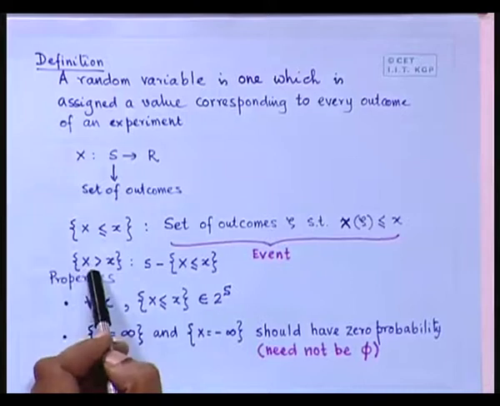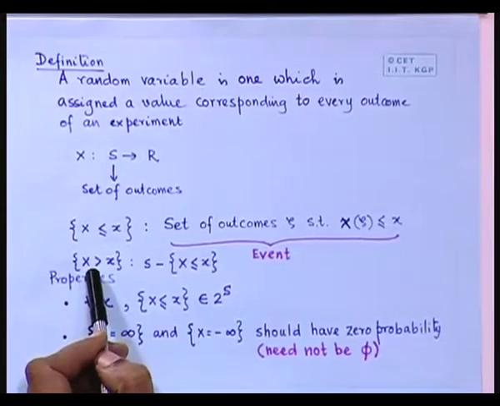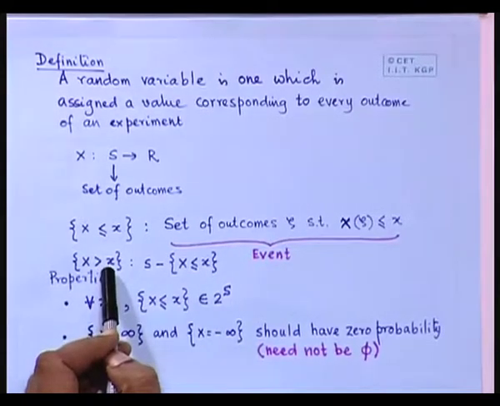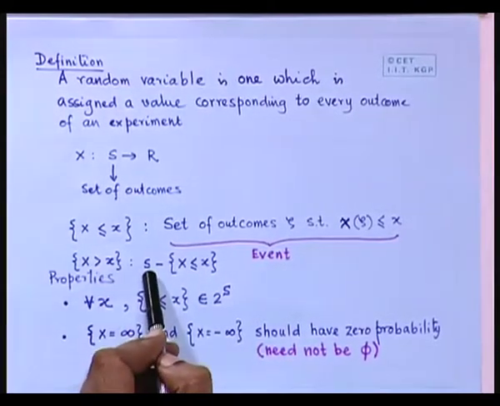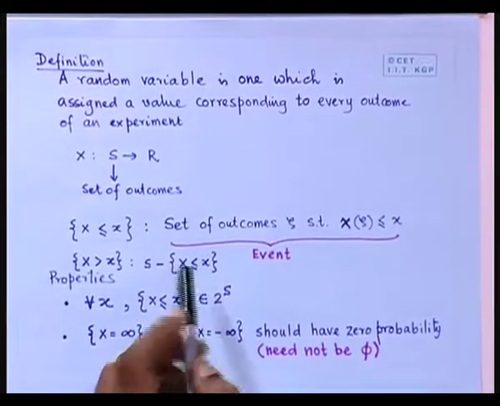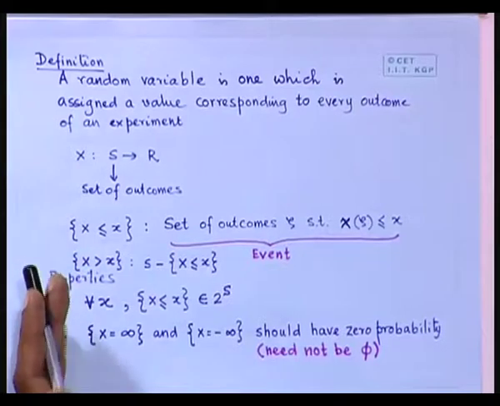Similarly, obviously we can say which are the set of outcomes that X is greater than x. You can make many such statements. That will be obviously the total set minus X less than or equal to x. So, we can make various such statements.